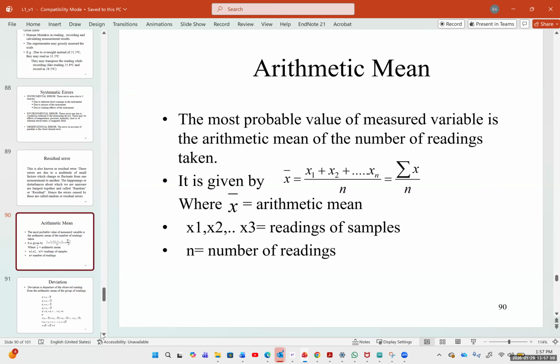It's the most probable value of measured variables. The most probable value of a measured variable is the arithmetic mean of the number of readings taken. It is given by this equation: x bar, or the average of x, mean of x, is going to be x1 plus x2 plus up to xn, so all your measurements divided by the number of measurements, or number of readings, which is equal to sigma x over n, where x bar is the arithmetic mean, x1, x2, x3 are the readings of the samples, and n is the number of readings.